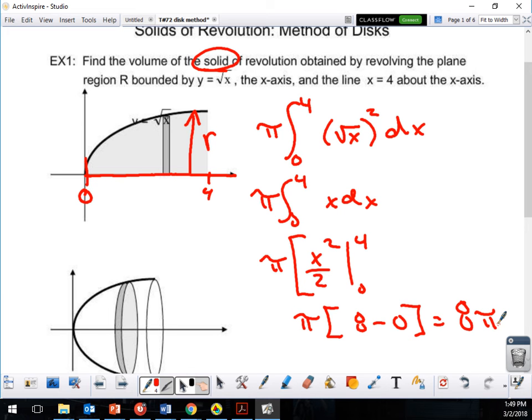That's the area for the cylinder. Not area, the volume. Sorry. It's the volume. It's a balloon.